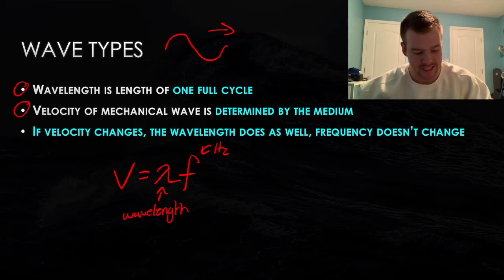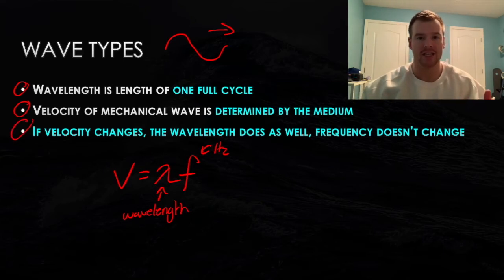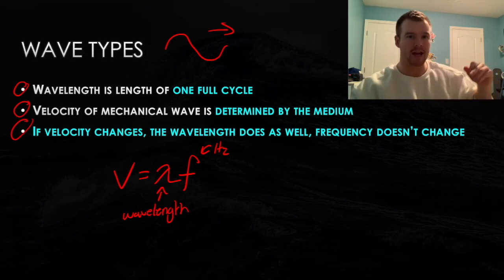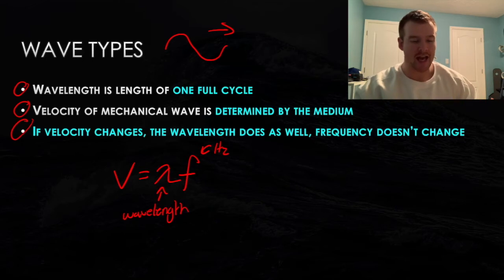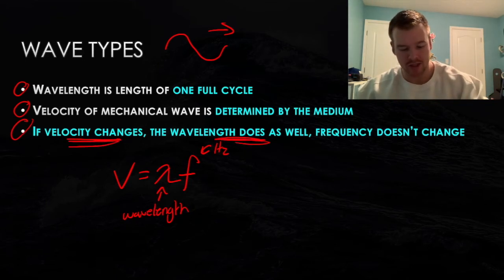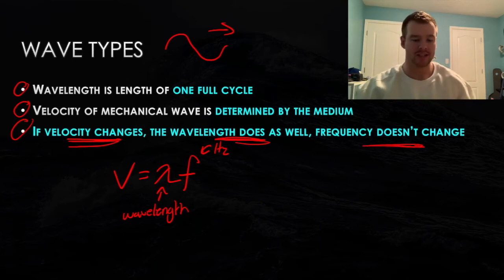So that's what it says here. It says if you're, say, shaking a spring, spring is attached to the wall, you're shaking it up and down and making waves on it, and you pull it tighter, that's going to change the medium, so it's going to change the velocity of how fast the wave is going. It says if the velocity changes, the wavelength is also going to change and the frequency doesn't.